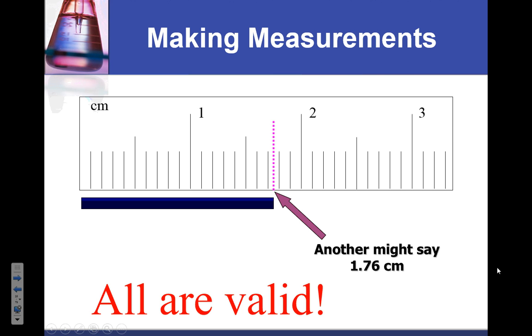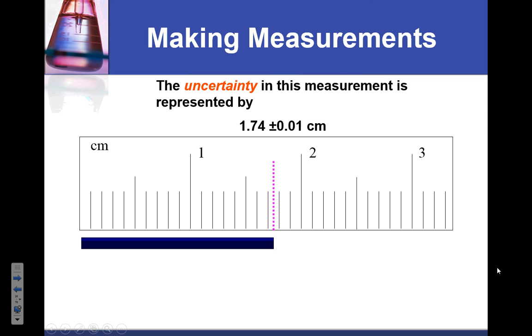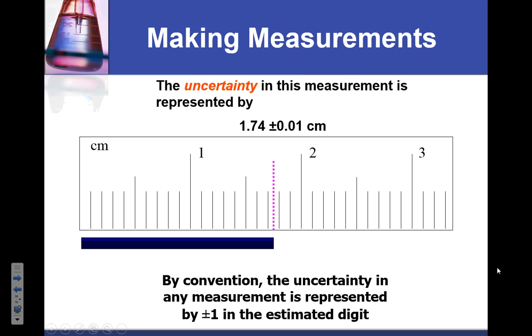So you always go to one decimal place better than the smallest division. Now, remember that last decimal place is uncertain. So when we make measurements, we actually have uncertainty in our measurements.